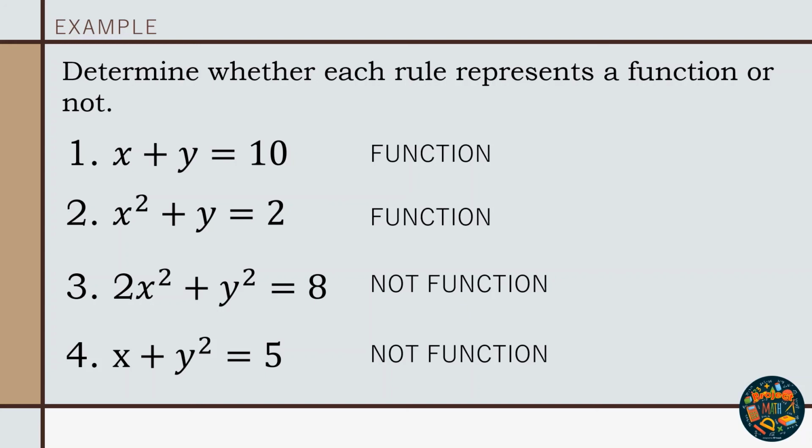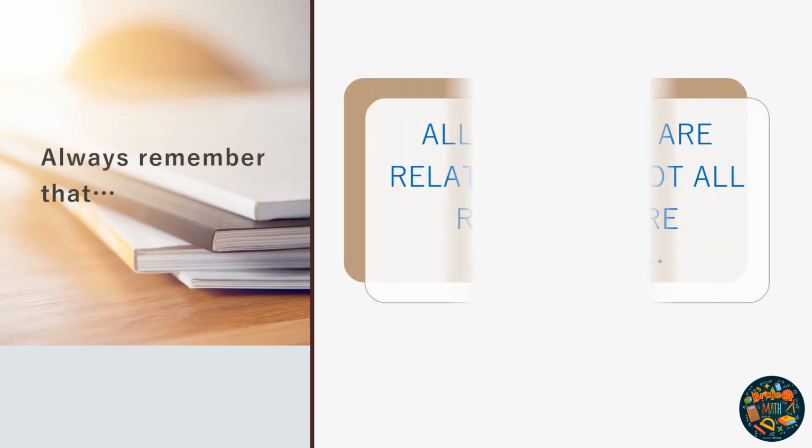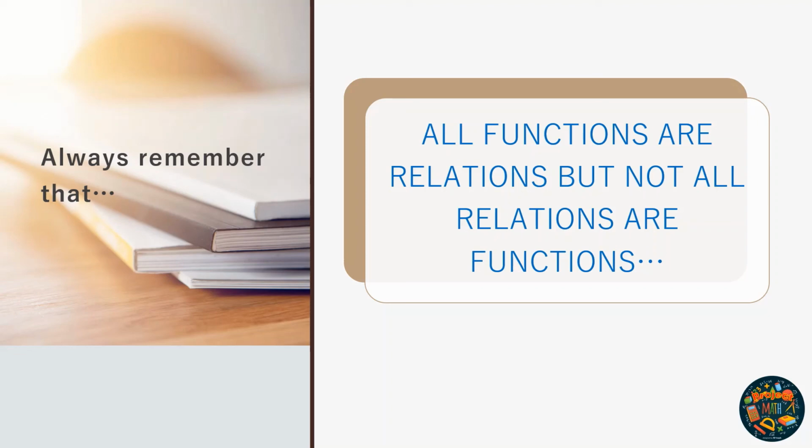So anong palatandaan natin for us to say that the given equation or rule is not a function? So tingnan natin yung exponent ng variable y. Kapag naging squared ang exponent ng variable y, then it is not a function. So ibig sabihin kasi nito, for every value ng x ay meron siyang dalawang value ng y. So meaning, the domain there is repeated. Always remember that all functions are relations, but not all relations are functions.